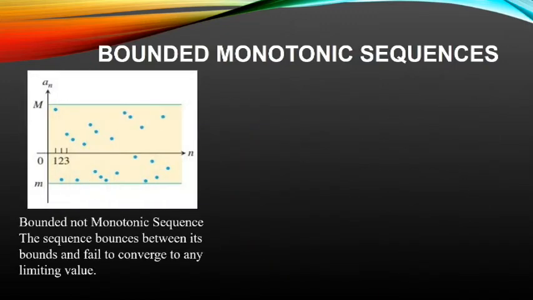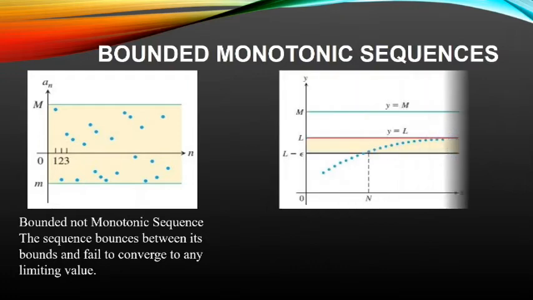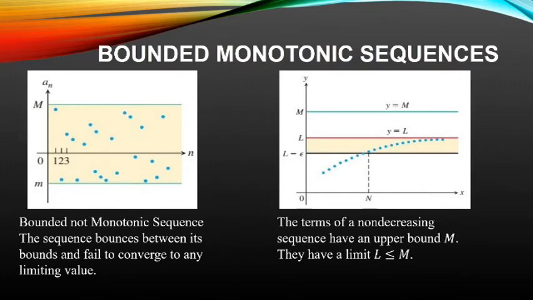That is what it says there. So, bounded, not monotonic sequence: the sequence bounces between its bounds and fails to converge to any limiting value. So we have bounds, our upper bound big M and the lower bound small m. The values of the sequence stay within them, and we have no pattern going upward or downward, so it does not converge to any limiting value. But in terms of a non-decreasing sequence, meaning the values of a sub n do not go down, it either increases or is constant, and if it has an upper bound M, then it has a limit L which is less than or equal to the value of the upper bound.